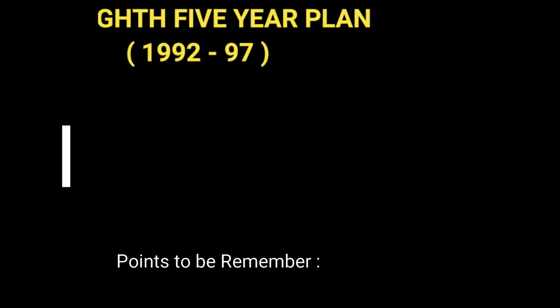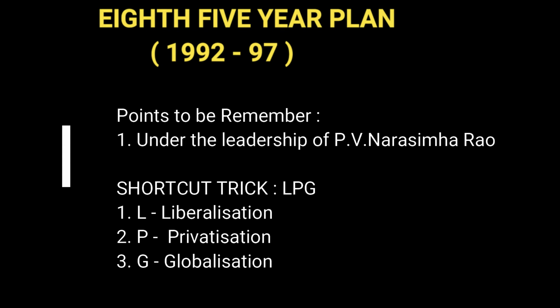Eighth 5-year plan, 1992 to 1997. Points to be remembered: under the leadership of P.V. Narasimha Rao. Shortcut trick: LPG. L for liberalization, P for privatization, G for globalization.